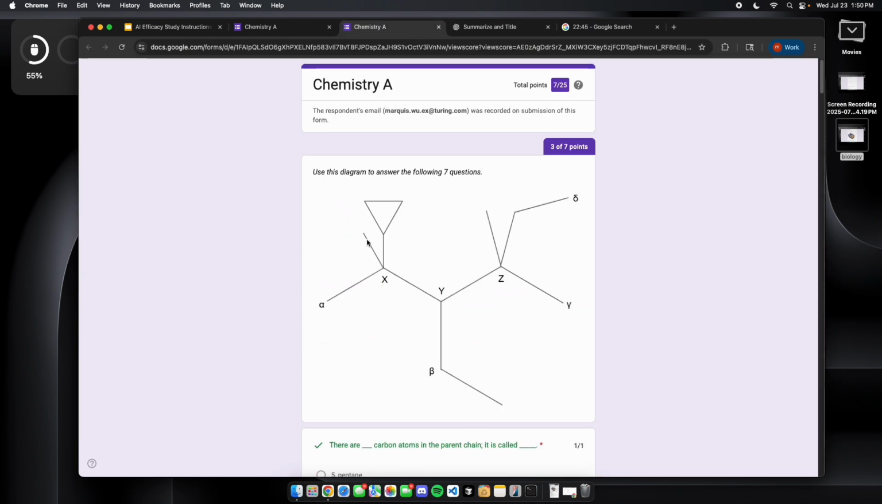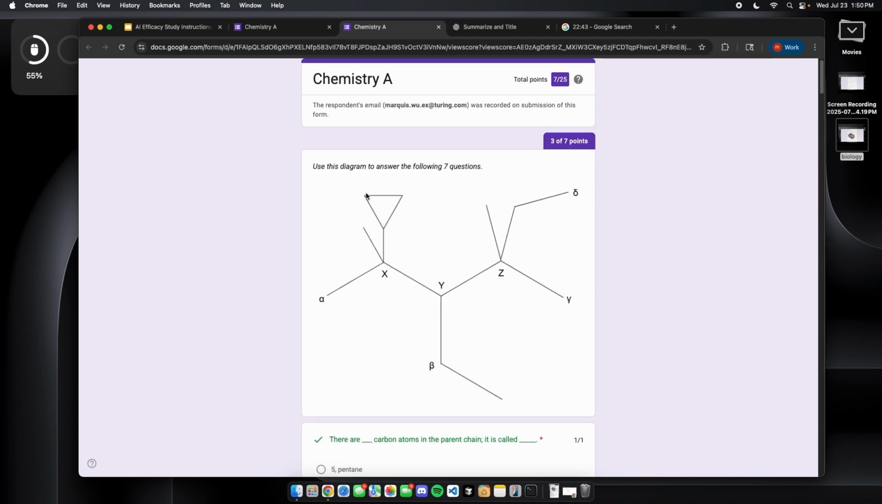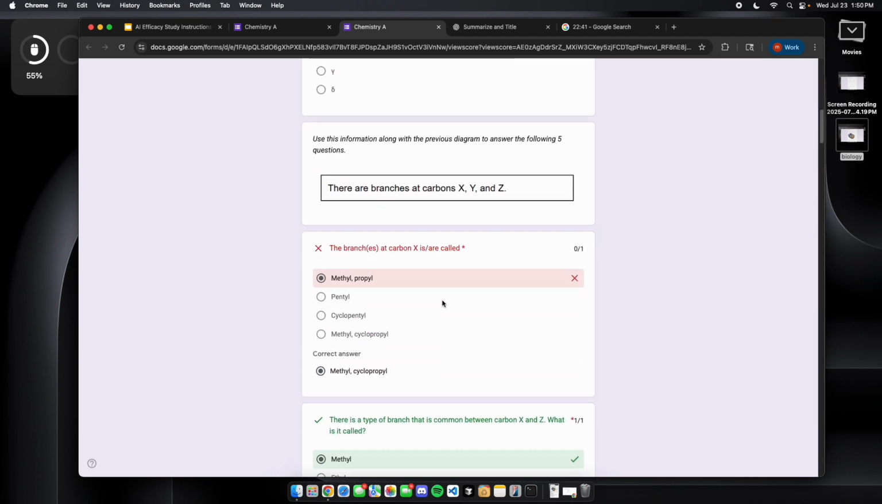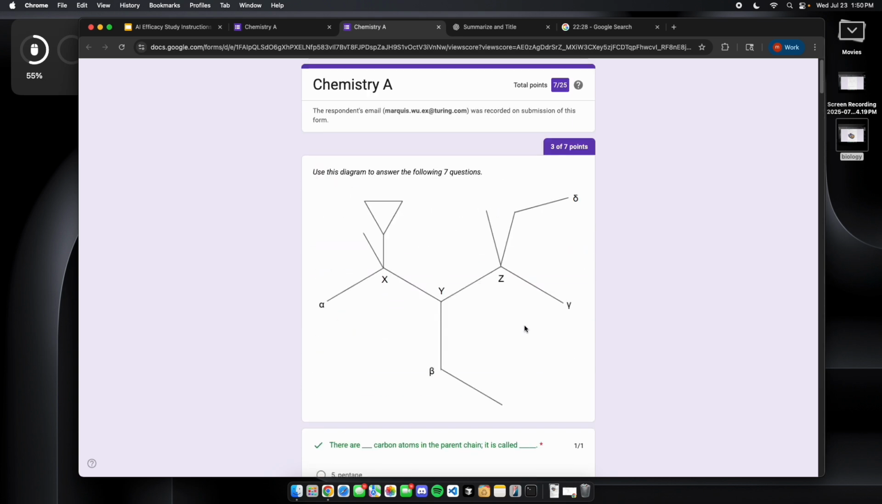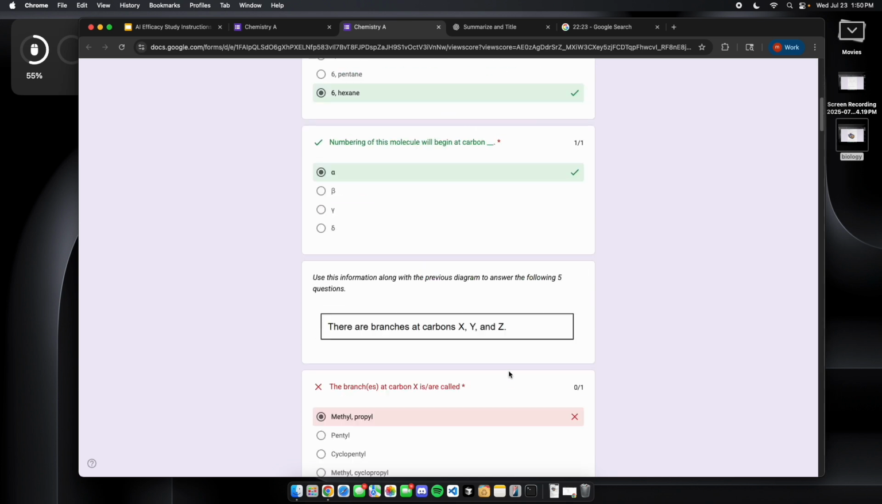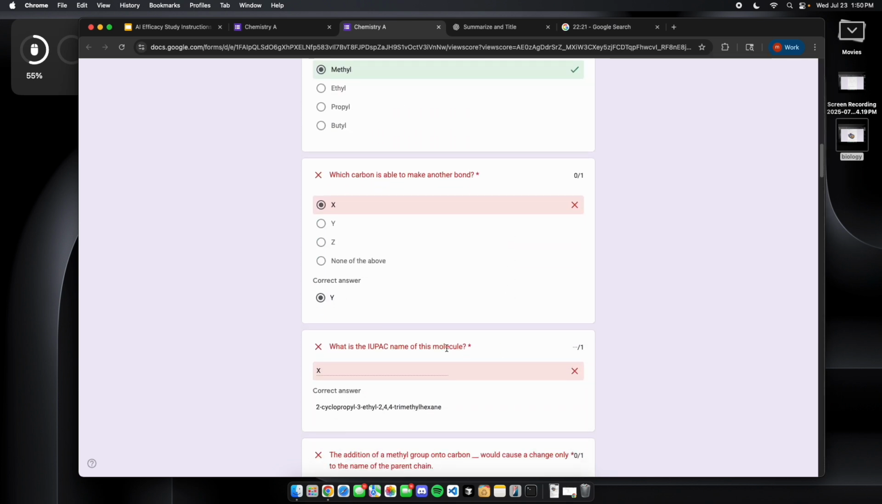Let's see. Okay. So that straight line here is methyl, and this was like a cyclopropyl. Okay. Carbon between X and Z. Okay, I see. This line right here was called a methyl.